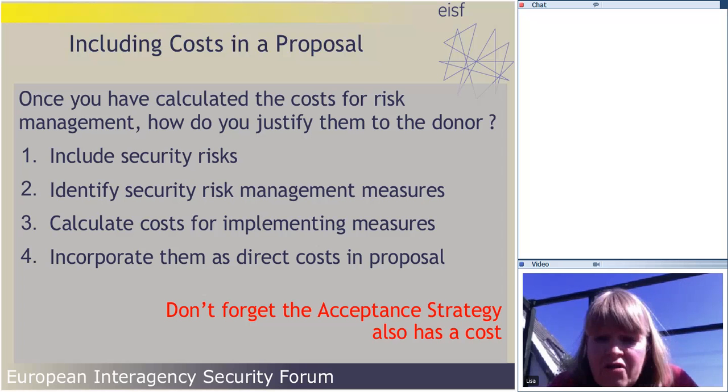One thing you need to remember is that if acceptance is your risk management strategy, there are also costs associated with that, and you need to make sure you include those in your proposal as well. However, before you can actually start thinking about the costs, you need to make sure you have a risk assessment. And I'm going to hand over to Ira, who will talk more about that.